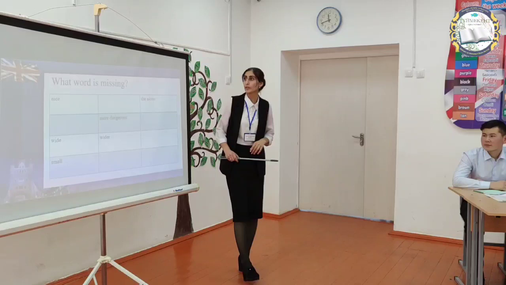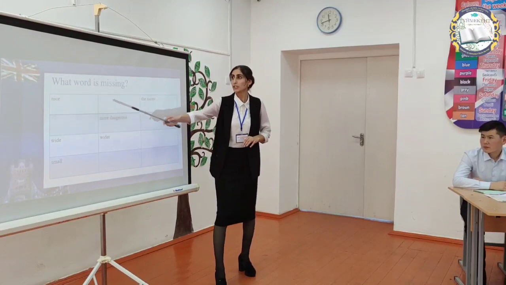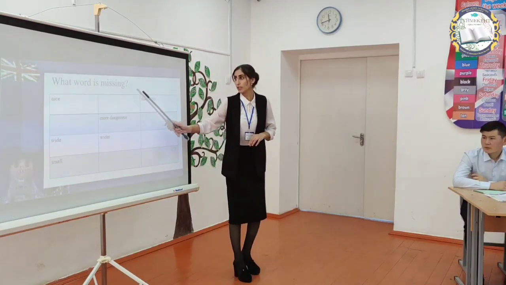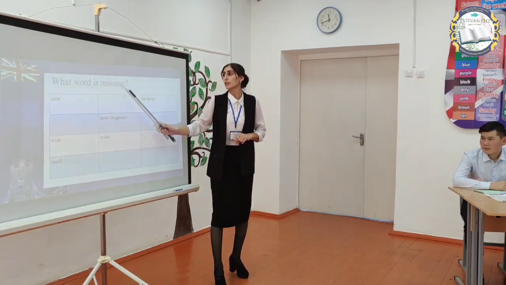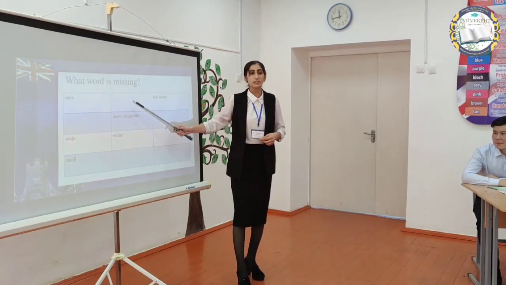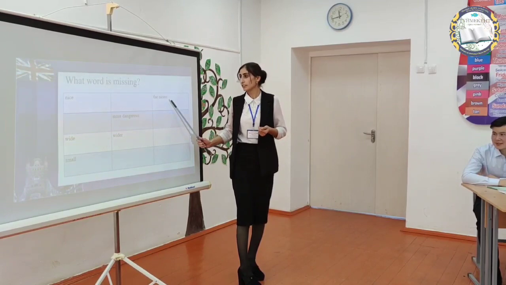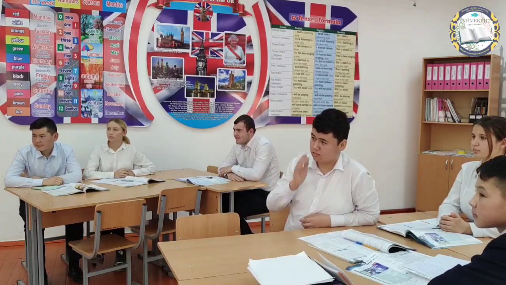Well done. Let's continue. Now, in this task, you have to find and say what word is missing in positive, comparative, and superlative degrees of adjectives. Let's start. Nice, in comparative will be nicer, the nicest. More dangerous, in positive will be dangerous, in superlative, the most dangerous. Next, wide, wider, the widest. And the last, small, smaller, the smallest. Let's check. Yes, you're right.